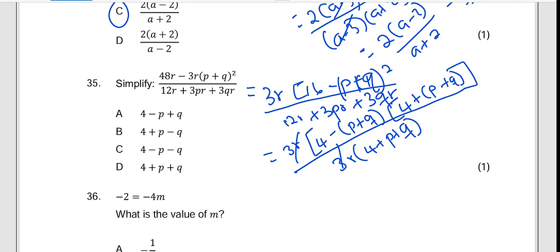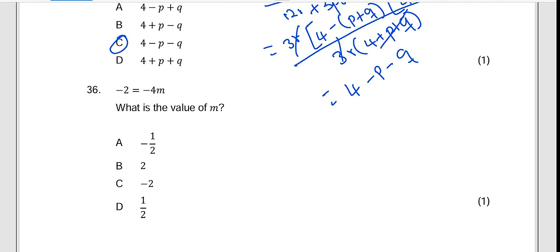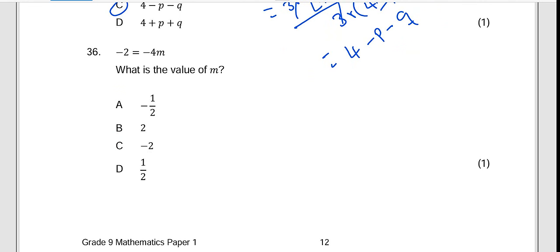And then I'll be left with what? Because I have 4, this one and this one will also cancel. This one and this one will cancel. I'll be left with 4 minus p minus q. It's 4 minus p minus q. And the correct answer is C. This is simple, guys. This is grade 8 work.